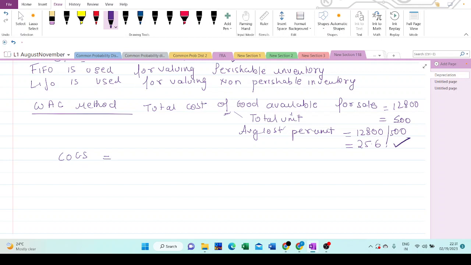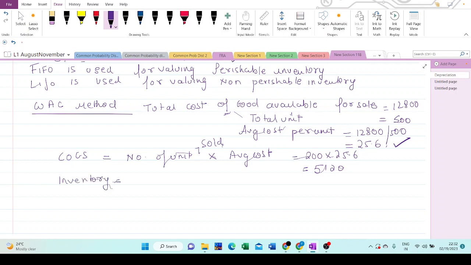with the number of units sold. So number of units sold into average cost. So we had sold 200 units into 25.6. How much is 200 into 25.6? 5120.